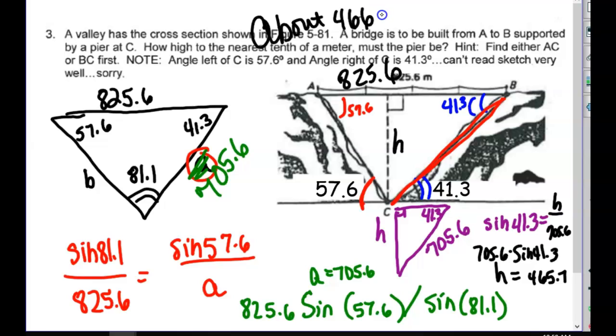Feet, meters, does anybody have a label? 1/10 of a meter. Okay, how high to the nearest 1/10 of a meter? Apparently I'm not supposed to round. So 465.7, yes?